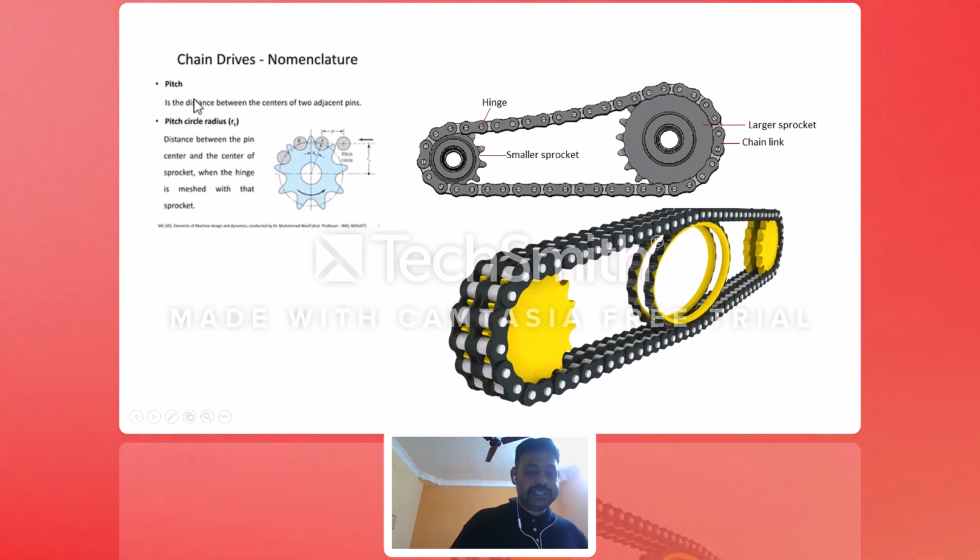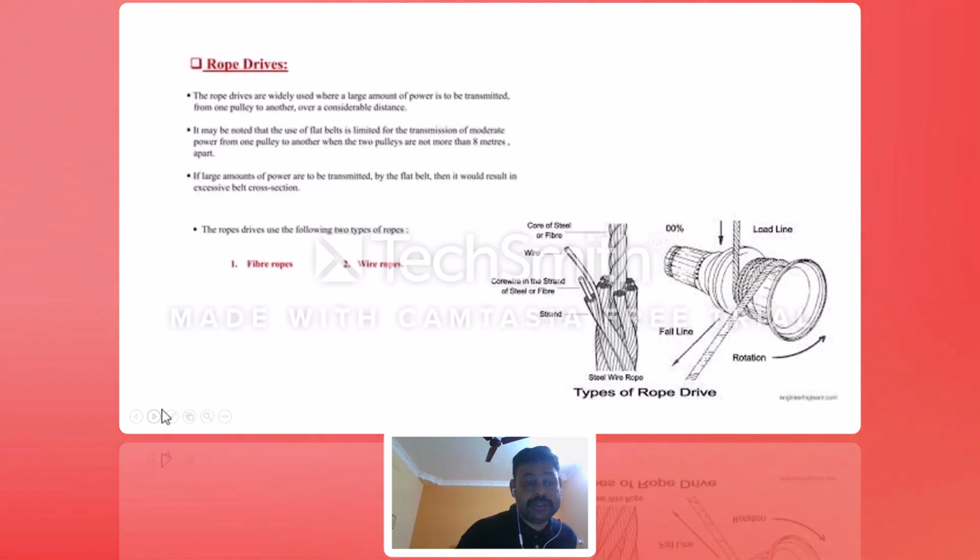If you take the chain, you have some nomenclature. Pitch is the distance between the center of one pin and the adjacent pin. It is the center to center distance. Or the pitch circle diameter is available here. It is the distance between the pin center and the center of this bracket. If you look at the animations, you have the driver pulley and driven pulley. Sometimes you will have some intermediate gear also. It is a single chain. Sometimes you will have multiple chains also.